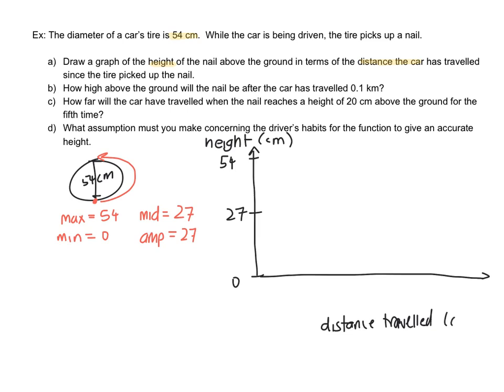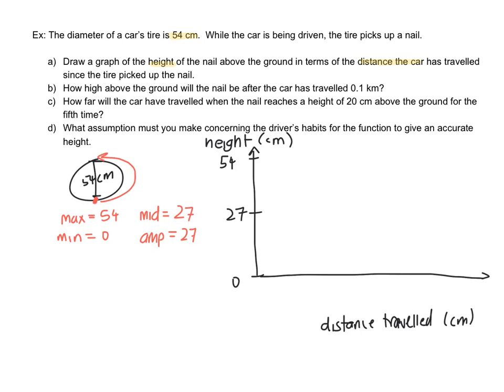And it will also be in centimeters. So for one full rotation of the tire, the nail is picked up here at the bottom and it goes all the way around. That distance that it's traveling is the circumference of the wheel.